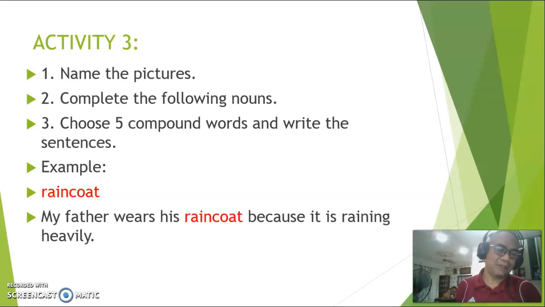The third activity: you have to choose 5 compound words and write simple sentences. You can choose either the compound words in the video or in your handout list. Only 5 words, and write the simple sentence. For example, raincoat. How to write the sentence? My father wears his raincoat because it is raining heavily. So I need only 5 compound words and 5 simple sentences based on the compound words that you choose.